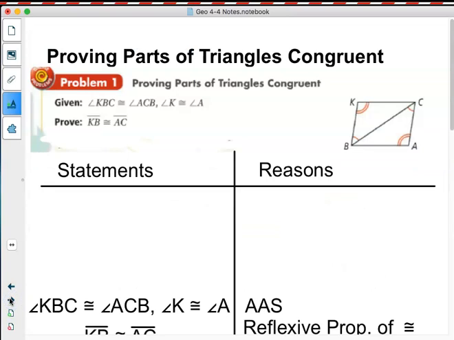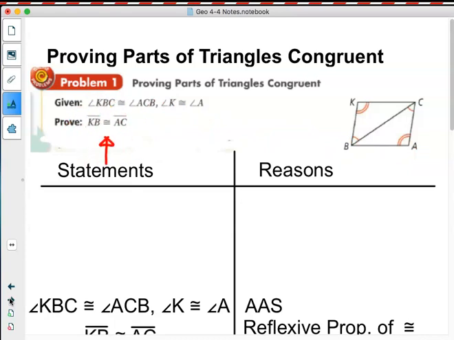Now, proving parts of triangles congruent. We've got a given, and every time you look at a given, make sure you orient yourself. Angle KBC is marked. Angle ACB is marked. So these two are marked. Then I've got angle K and A; angle K and A are also congruent. They want us to prove these congruent to each other.